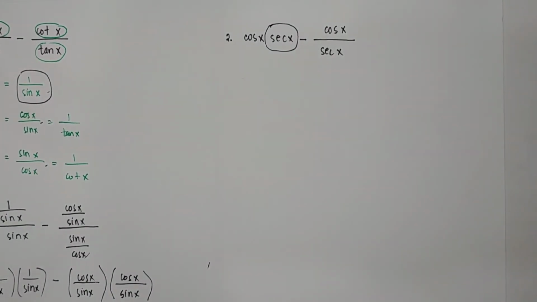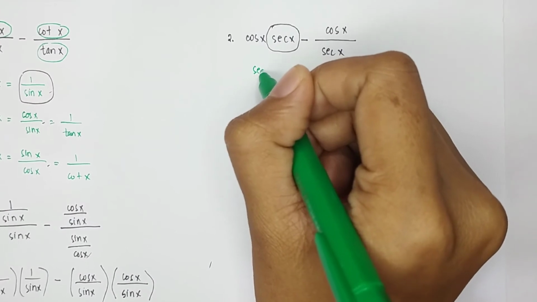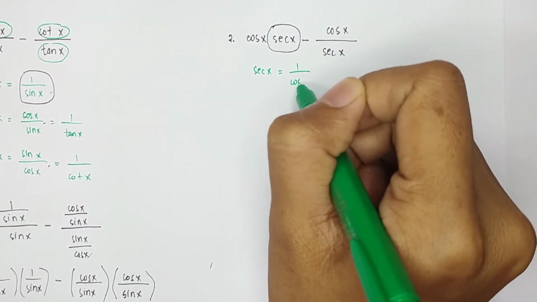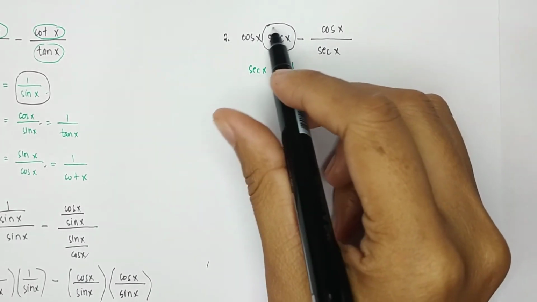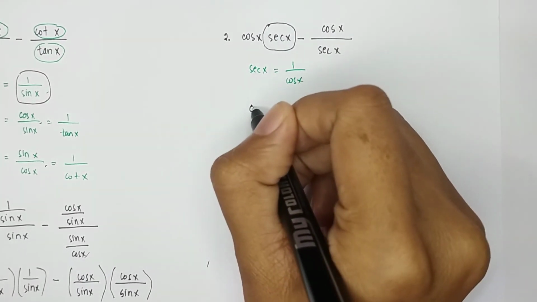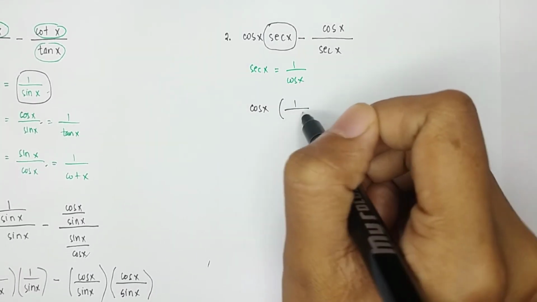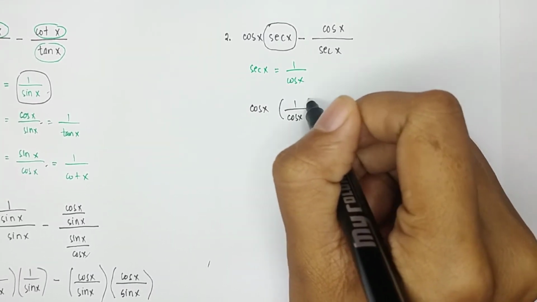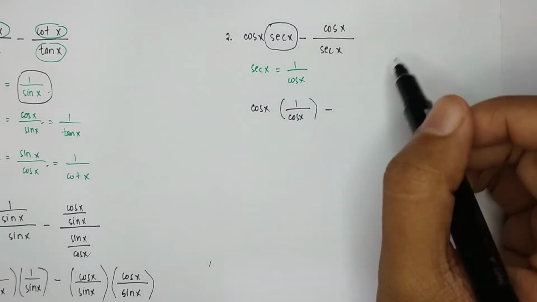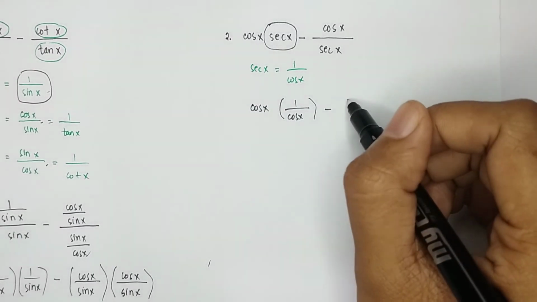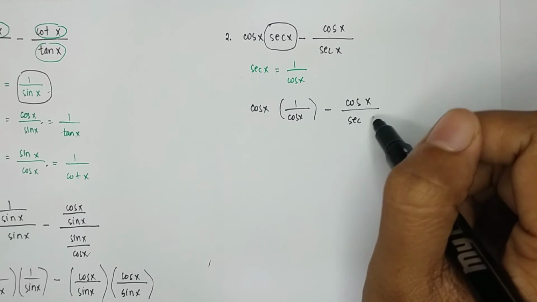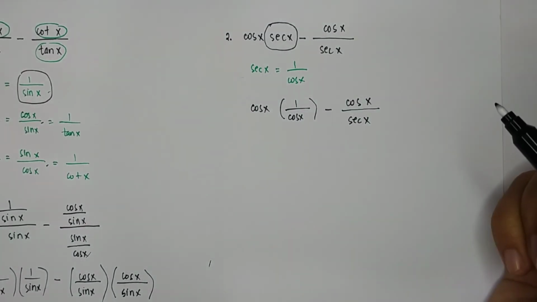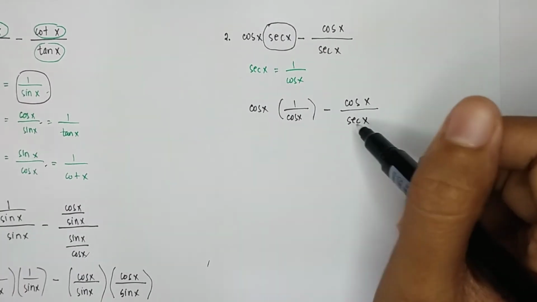Take note, secant x is equal to 1 over cosine x. We'll substitute this value. So this is equal to cosine x times 1 over cosine x minus cosine x over secant x. Sorry, I forgot to substitute, so we'll substitute it later.